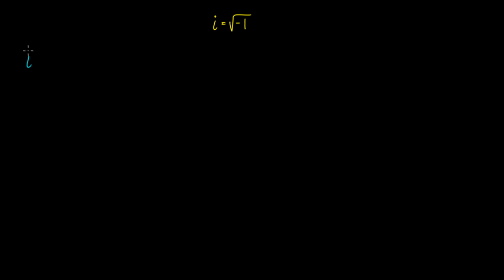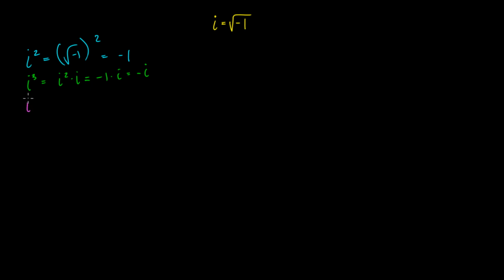So if I take i and I square it, well, that's just going to be the square root of -1 squared. And we know that when we square a square root, we just get the radicand as a result. So i squared is -1. If we cube i, i cubed is i squared times another i. We know i squared is -1 times i, so that's just the opposite of i.